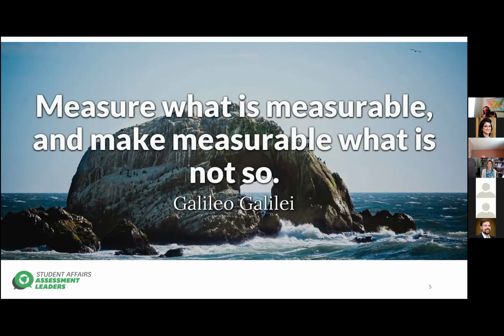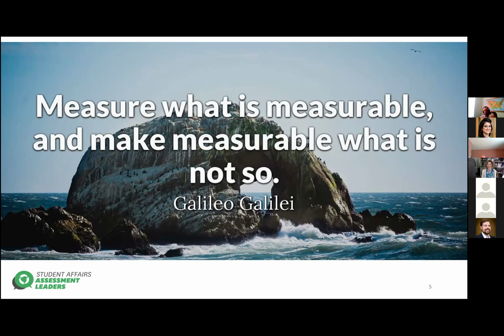So if you can adopt a little bit of Galileo, I'm pretty sure we can figure out how our programs relate to outcomes like student learning and student retention, if he was able to figure out how we measure light in the 1500s.